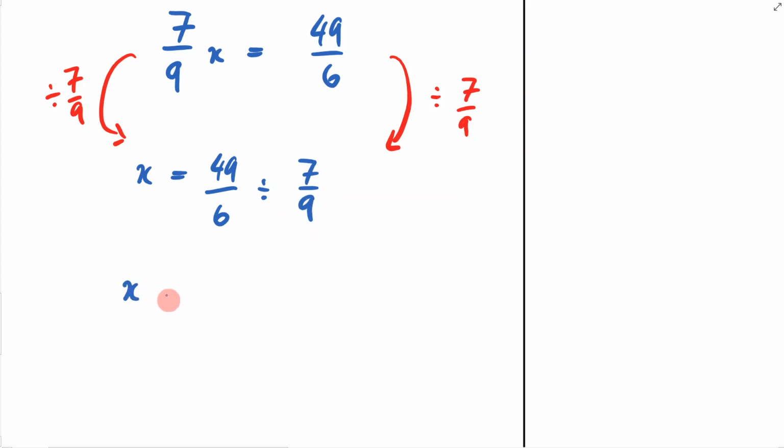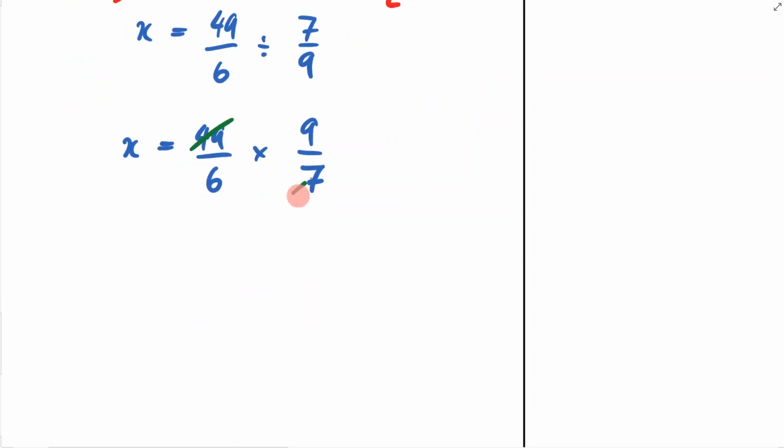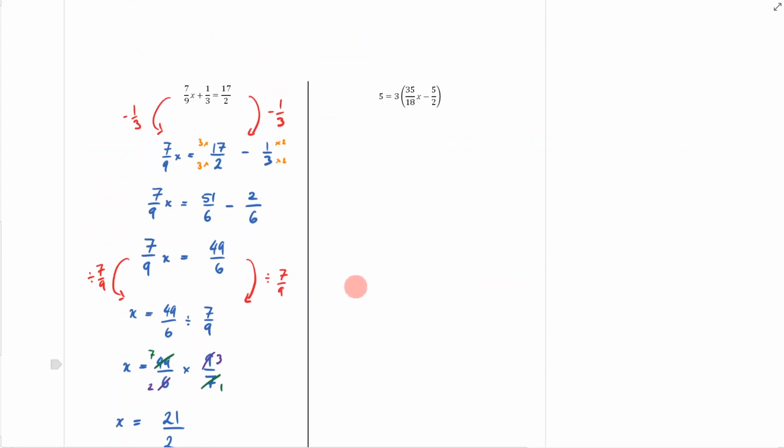Then I'm going to do stay, change, flip. And now I'm going to look to see if I can use my bow tie method to cancel anything out here. 49 and 7 are both divisible by 7. And then I've got 6 and 9 there, both of which are divisible by 3. So I'll get 2 and 3 there. So that means my final answer is going to be 7 times 3 is 21, 2 times 1 is 2. 21 on 2. Hopefully you were successful with that one.